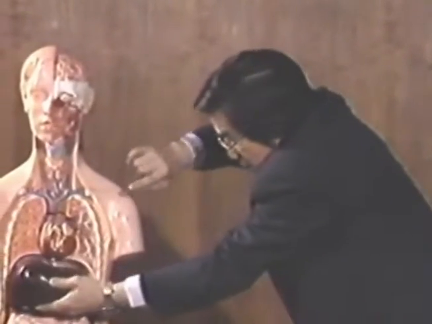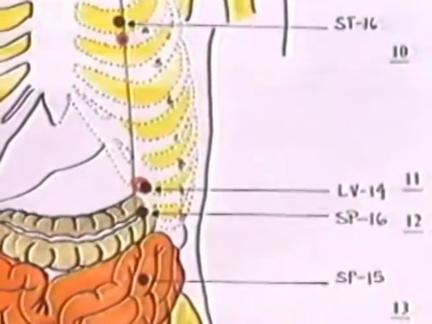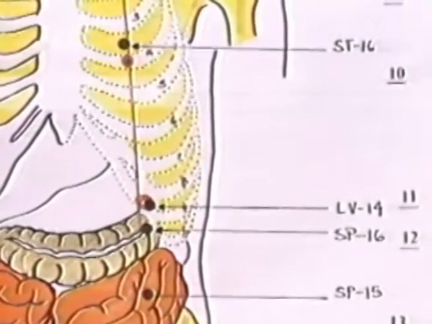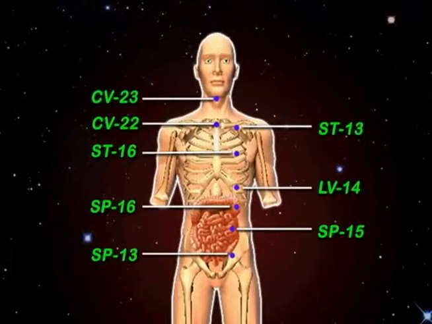And next point. SP15, spleen meridian. Traditional name, Da Heng, big horizontal. Location, to the sides of the navel in direct line with the nipple. Uses: nervousness, dysentery, constipation, excessive sweating, diarrhea, abdominal pain, intestinal paralysis.